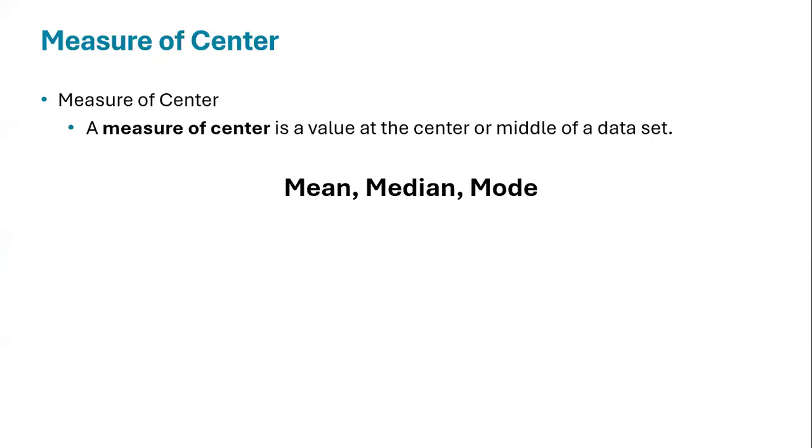So we have different measures for finding the center of data, but the most important ones are mean, median, and mode. All of these measures are the values that are exactly in the center or the middle of the dataset.